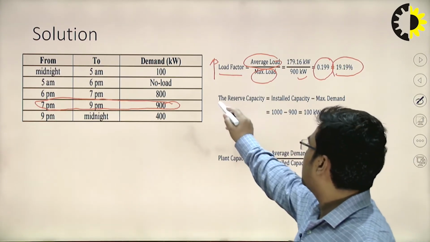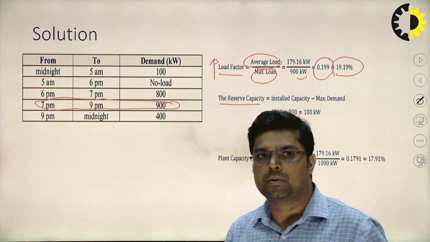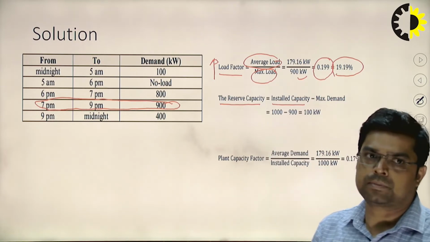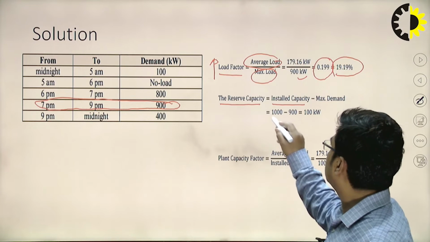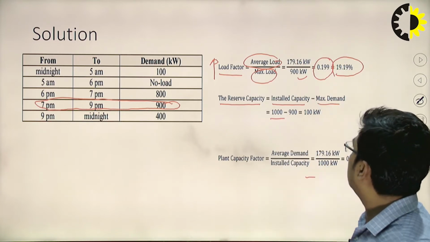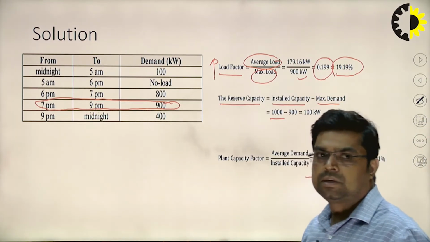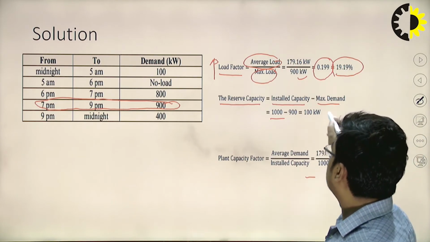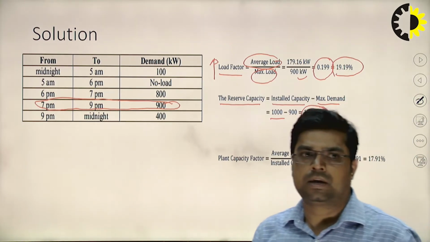If we talk about reserve capacity, what will be the reserve capacity of the power plant? We have to know the installed capacity. The installed capacity is already given in our problem, that is 1000 kilowatt, minus the maximum demand. The maximum demand is given, that is 900 kilowatt. If we subtract them, we get the reserve capacity of this plant as 100 kilowatt.